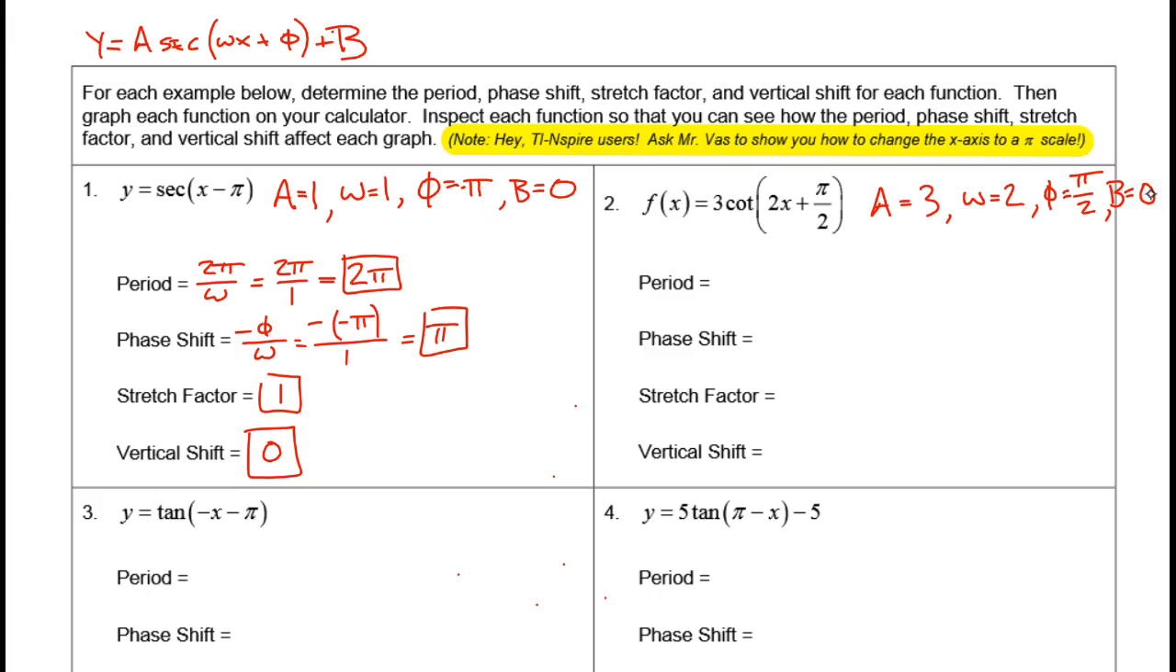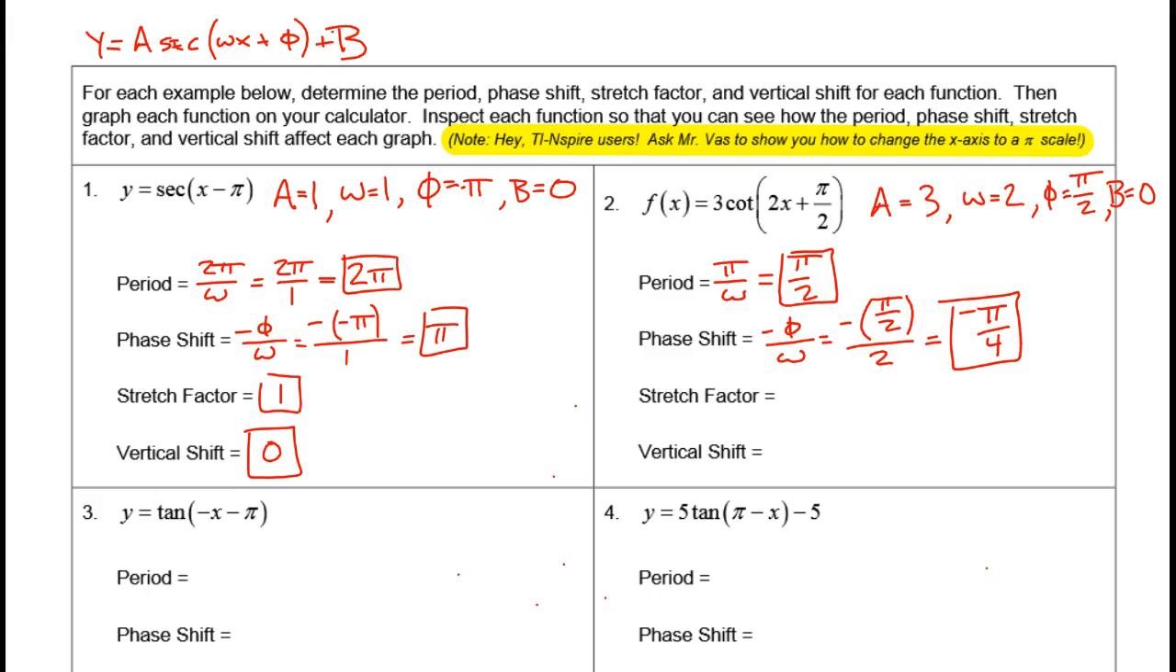Okay, so let's go ahead and look. This one we need to be careful because the period, if you recall from the first part of this video, the period for tangent and cotangent is not 2 pi over omega. It's just pi over omega. So in this case, my period is going to be pi over 2. Phase shift is still negative phi over omega. So that will be the opposite of pi over 2 divided by 2. And that gives me negative pi over 4 as my phase shift.